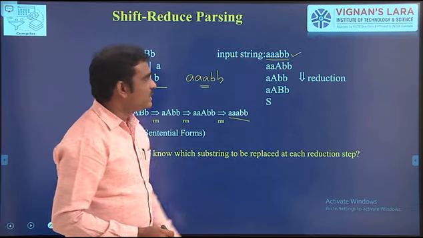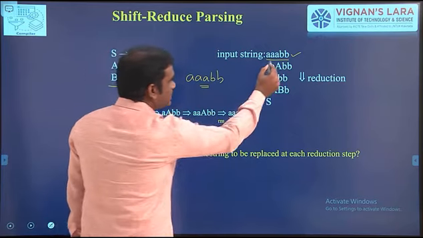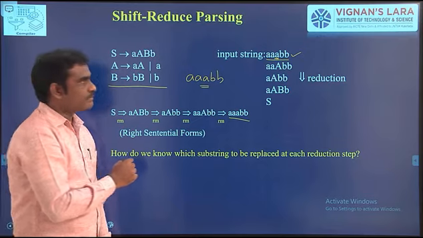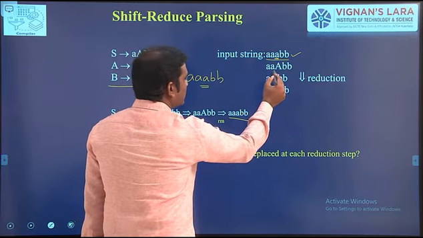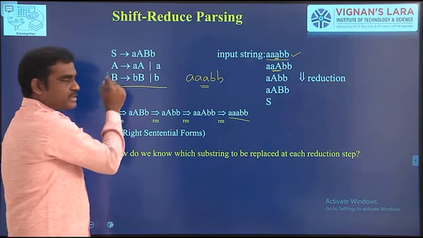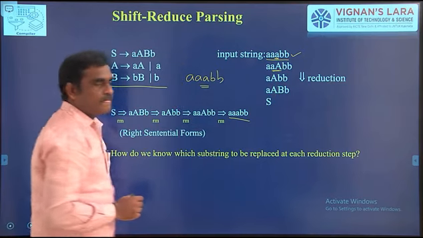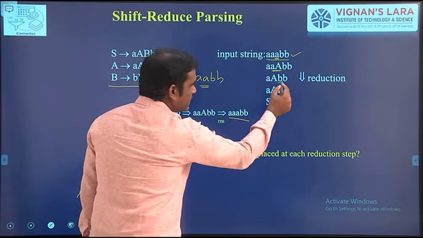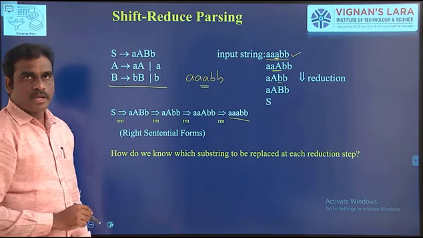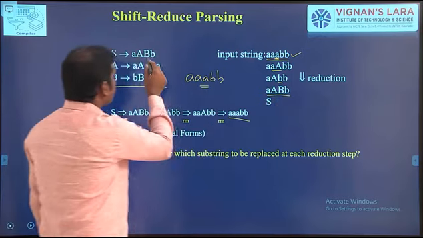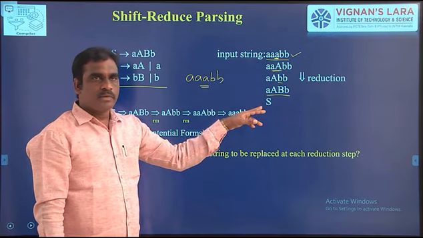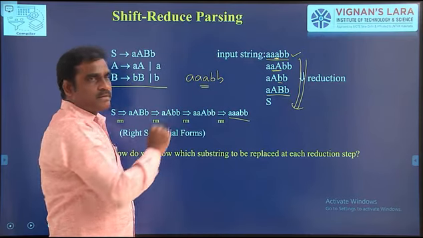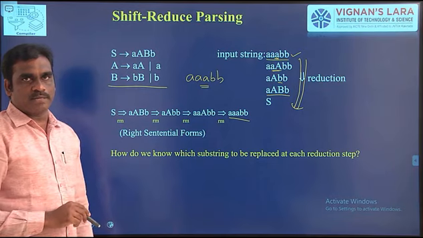And what is the next step? Here in this case, the third a is replaced with A. Next one, this a is replaced with A. Next one, b is replaced with capital B. And finally, A, B is replaced with S. So in this way, from W to S, we have derived it. So this is the shift reduce parser.